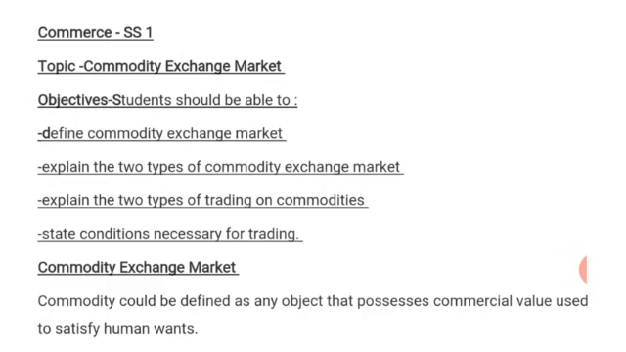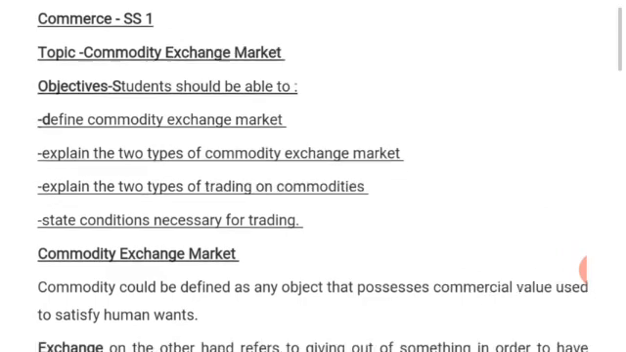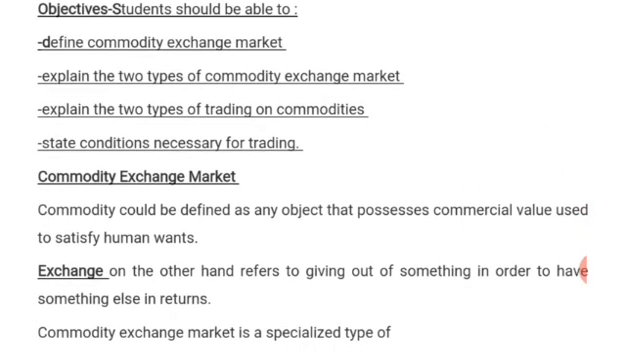Inshallah, we shall be looking at the topics in the scheme of work for third term. The first topic we shall be looking at is commodity exchange markets. So, what are the objectives? What are those things you should be able to know after the discussion? You should be able to define commodity exchange markets, explain the two types of commodity exchange markets, explain the two types of trading on commodities, and state conditions necessary for trading.